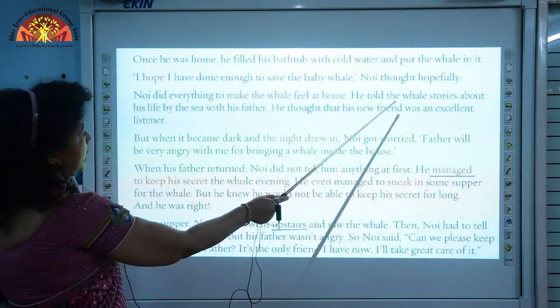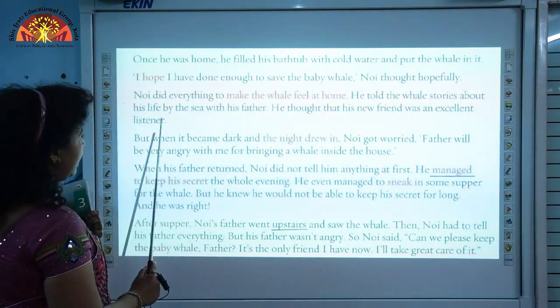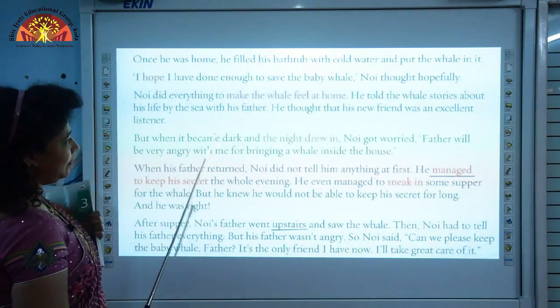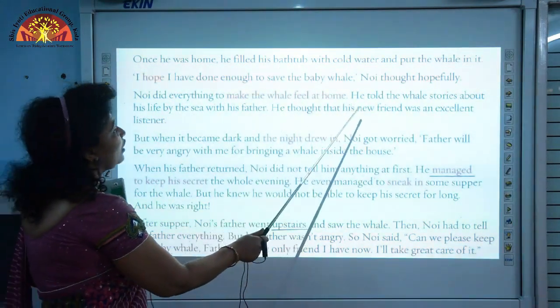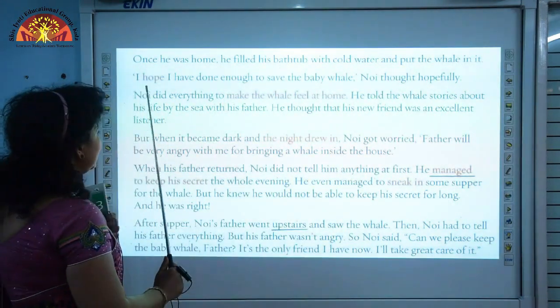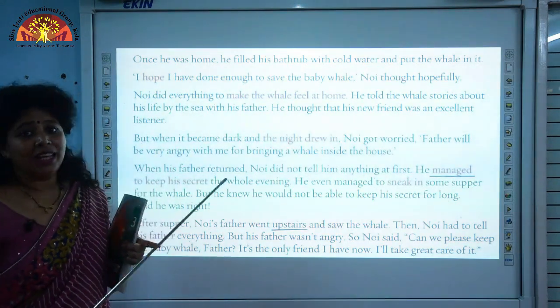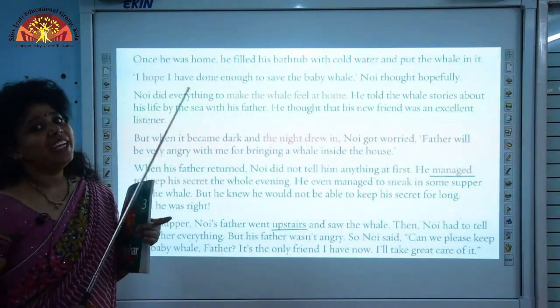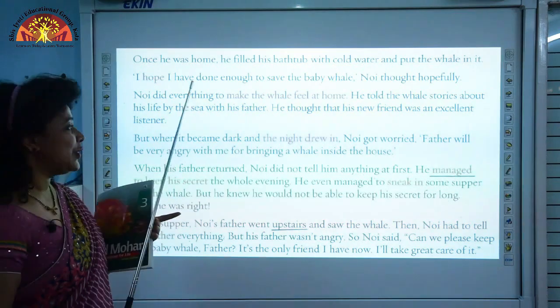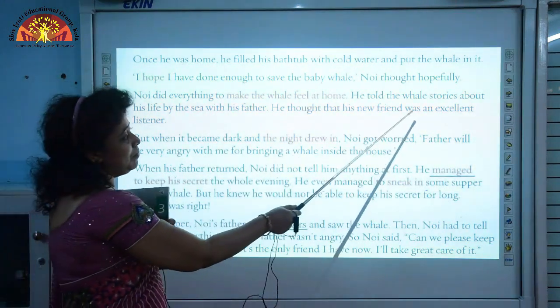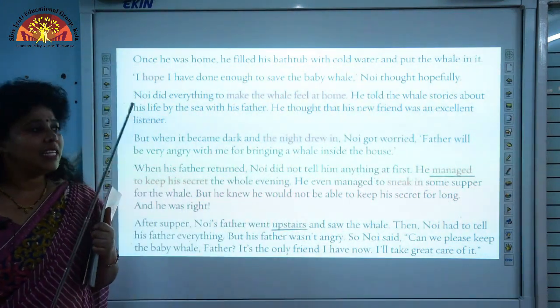He told the whale stories about his life by the sea with his father. He thought that his new friend was an excellent listener. Noe liked the way the baby whale listened to his stories.